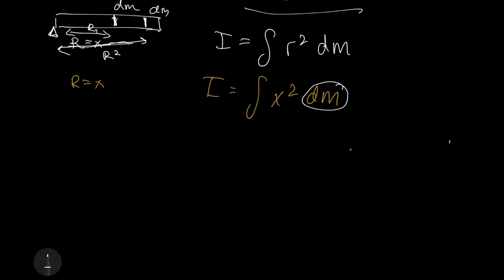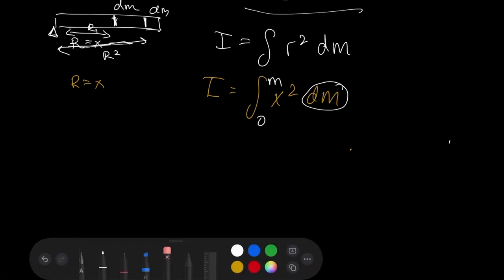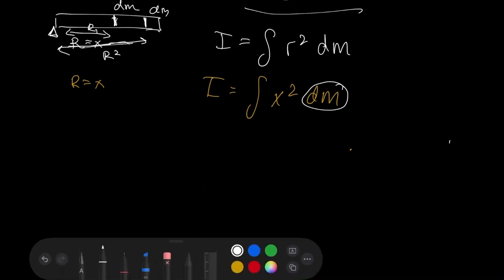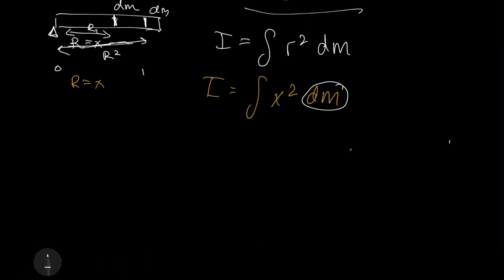The next part of this is that we don't have dm. Because we need bounds for this integral, you can't say that dm can go from 0 to m. How would that work? You want it to go from things that we have, and we have our distance r. So it would be better for our bounds to go from 0 to r, which means we want to get our dm in terms of r, or now we're calling it x. So how can we do that?